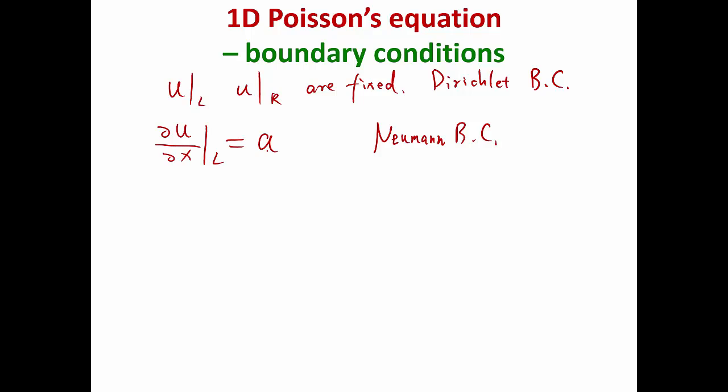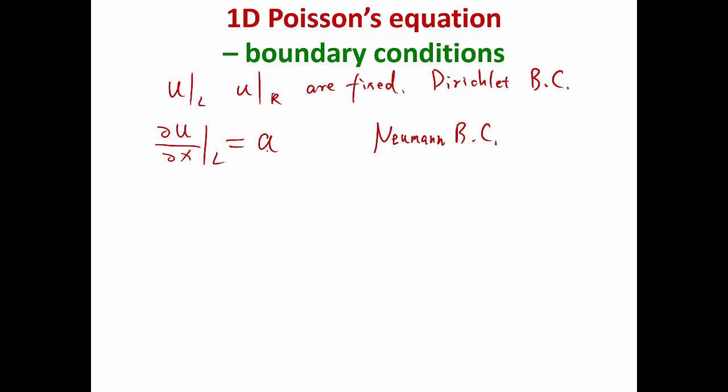Another case is when I have a heat source that outputs a particular wattage, a particular rate of heating on one side. Then I also know the temperature gradient because I know the amount of heat being conducted per unit time. So this is where Neumann boundary conditions are useful.